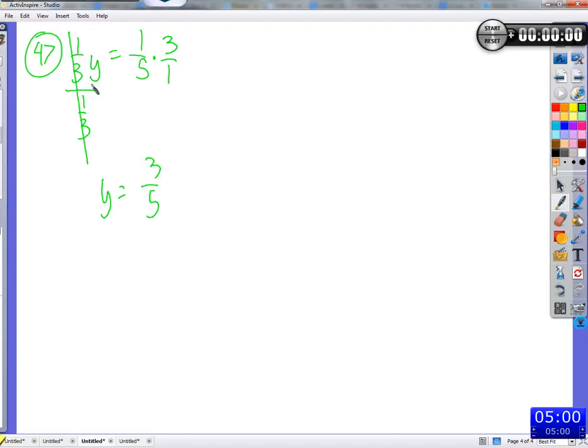Go back here, that makes sense too. If 1/3 of y is 1/5, then a whole entire y would be 3 of those things, 3/5. And if we take 1/3 of that, we have 1/5. All right. Other questions?